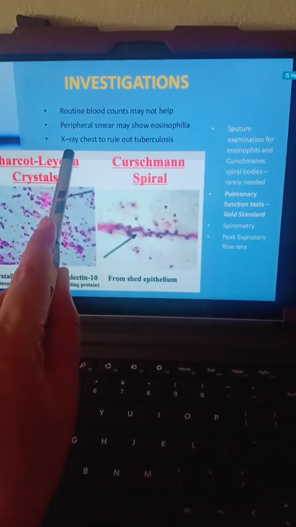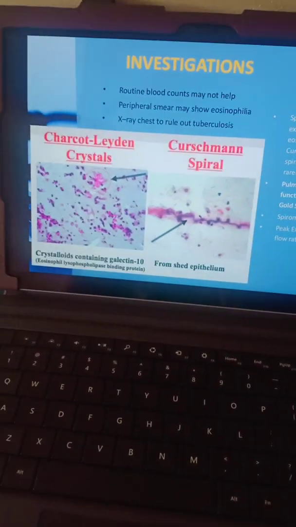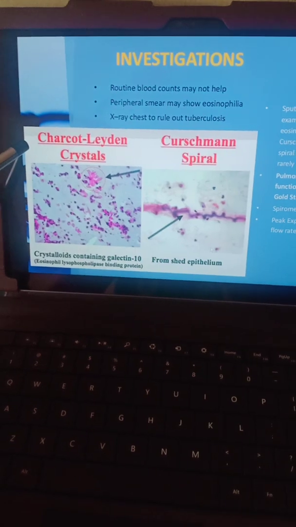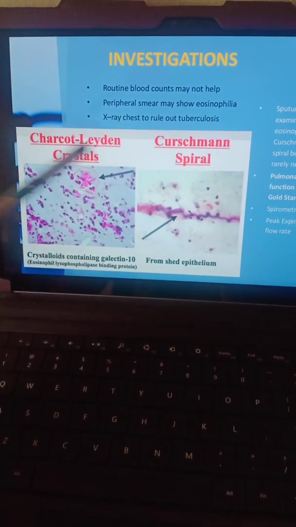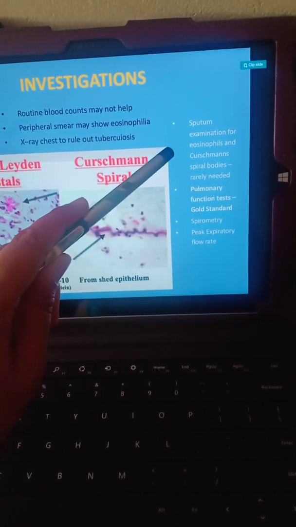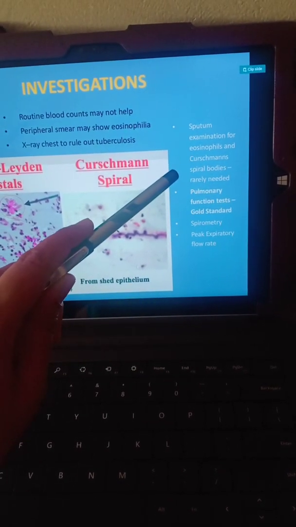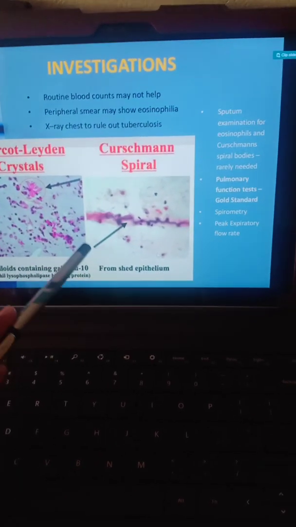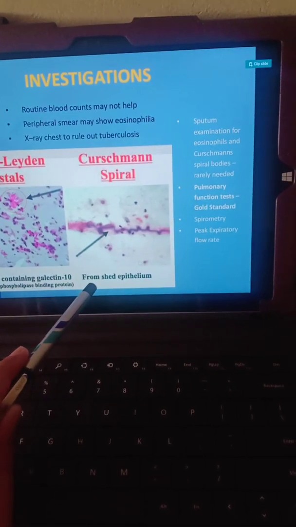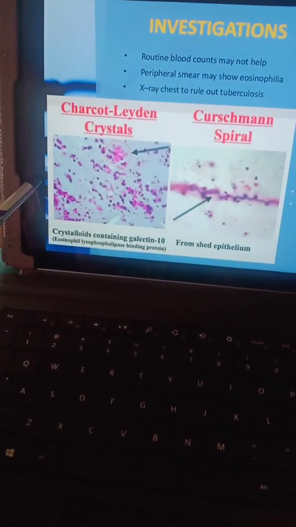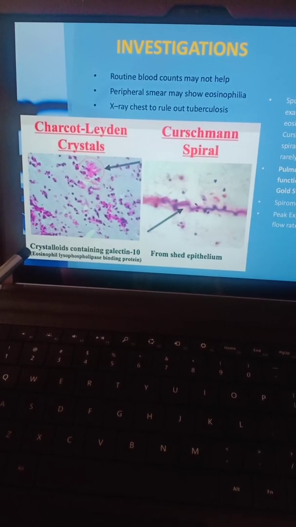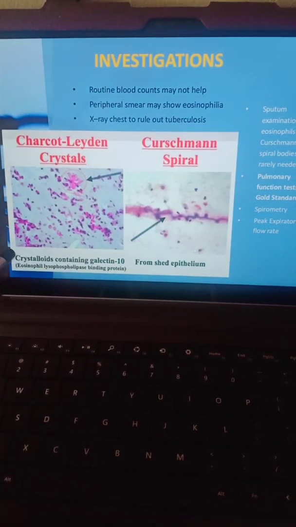You should always go for an X-ray chest to rule out TB. Now, these terms you must have heard in your pathology classes in the previous years: Charcot-Leyden crystals and Curschmann spirals. If you go for a sputum examination, you will look for eosinophils and Curschmann spiral bodies, which are shown here. They are spiral in shape, and they are from the shed epithelium. And Charcot-Leyden crystals are crystalloids containing galectin-10, eosinophil lysophospholipase binding protein.